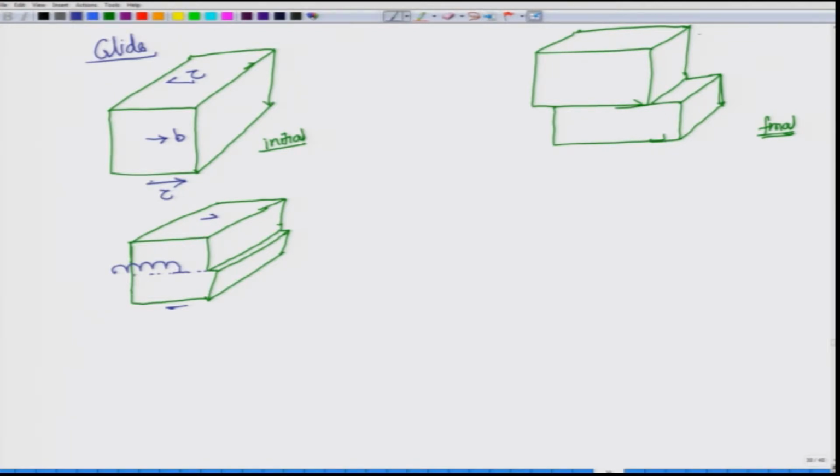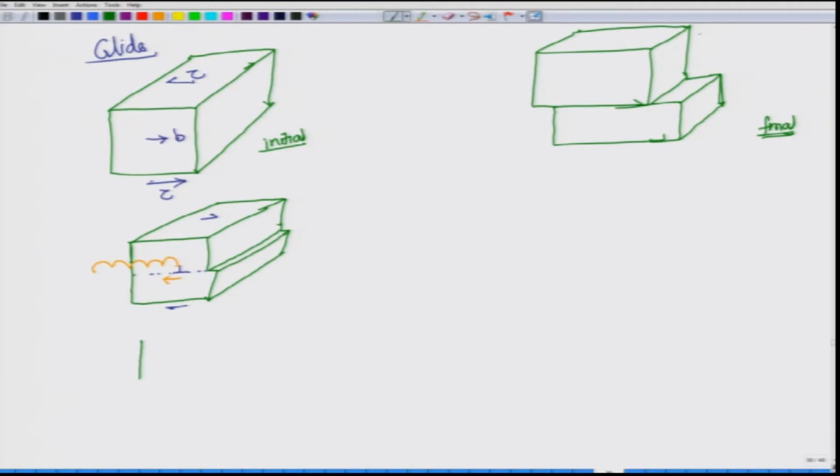So, there is a dislocation here. I will now have to show it with a different color, because it has got mixed up. So, in this particular case, the dislocation is moving in which direction? In this direction. So, this stress and this Burgers vector, if you have a positive edge dislocation, the dislocation is moving in this direction.